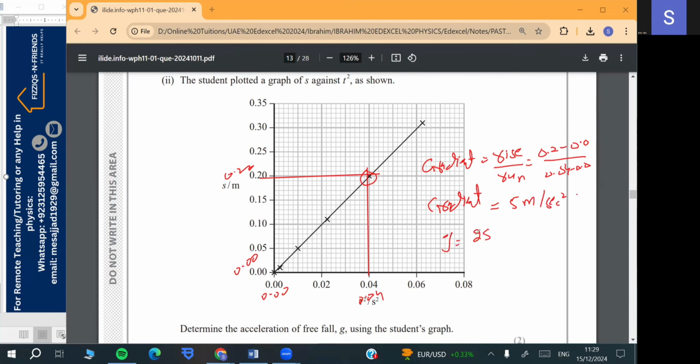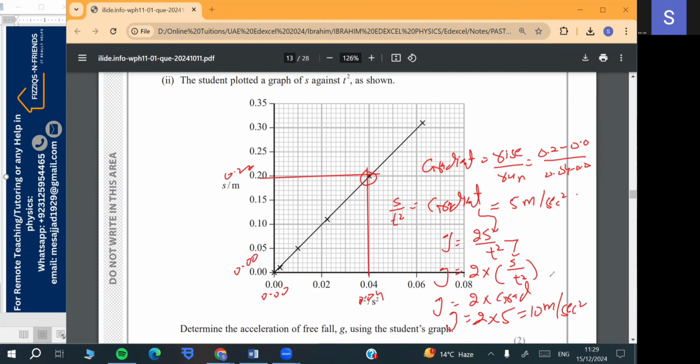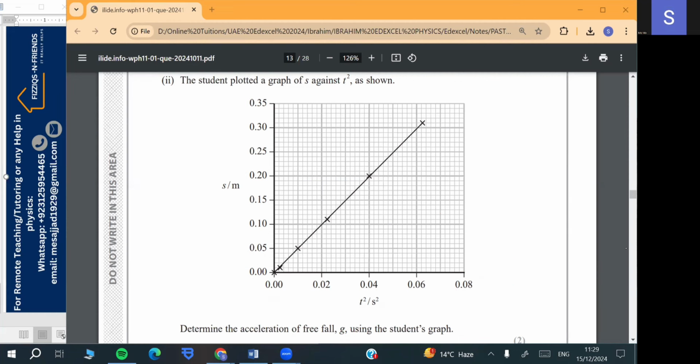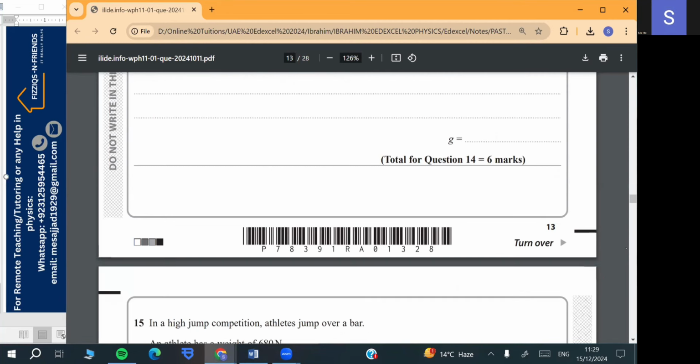Now the gradient is actually equal to 5, and what is gravity? Gravity is actually equal to 2s over t square. So our gradient actually equals s over t square. So we will write 2 into s over t square, or gradient. So 2 into 5, it is 10 meter per second square, which is about 9.8 meter per second square. So that shows that our results are correct. Our stroboscope is working fine.